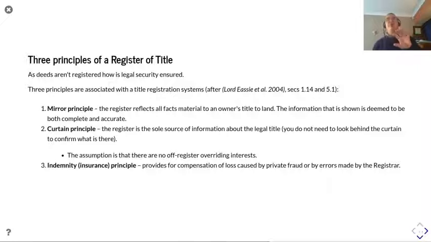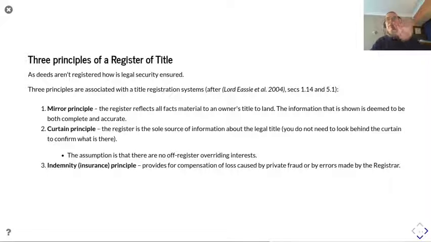So there's three principles of a register of title. These are the mirror principle. The register reflects all facts material to an owner's title in land. The information that is shown is deemed to be both complete and accurate. There is a curtain principle. The register is the sole source of information about the legal title. You don't need to look behind the curtain to confirm what's there. There is an underlying assumption here that there's no off-register overriding interests. And there's an indemnity principle, which provides for compensation of loss caused by private fraud or errors on the register.